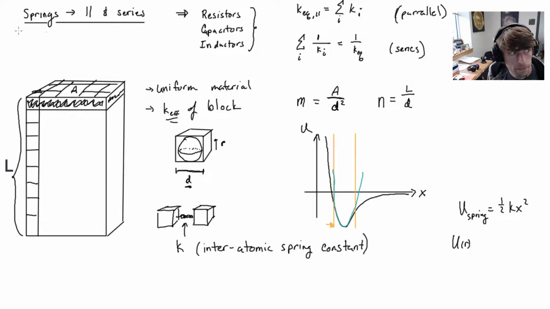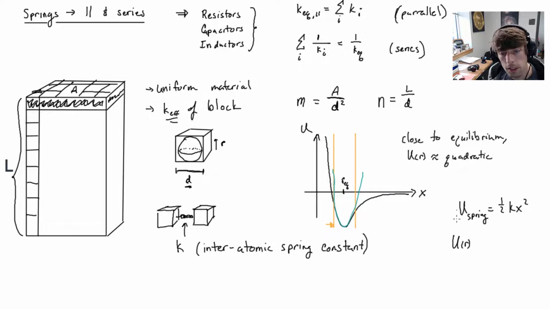What does this mean? This means that close to equilibrium, remember that this was the equilibrium distance, R_eq, the potential energy U of R is approximately quadratic.